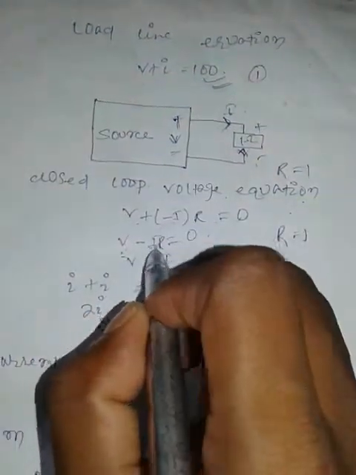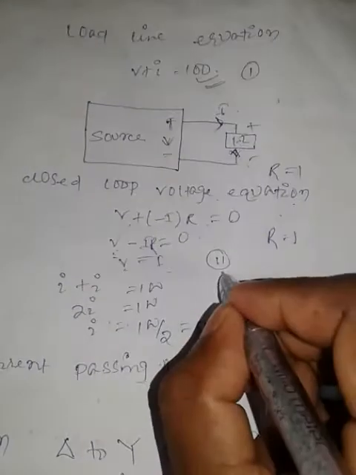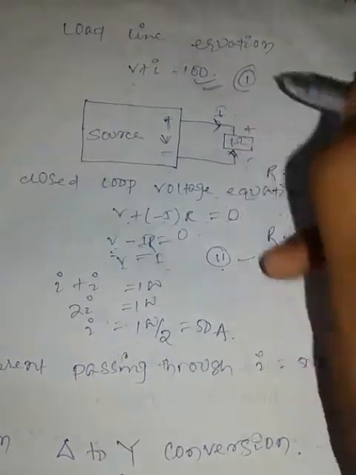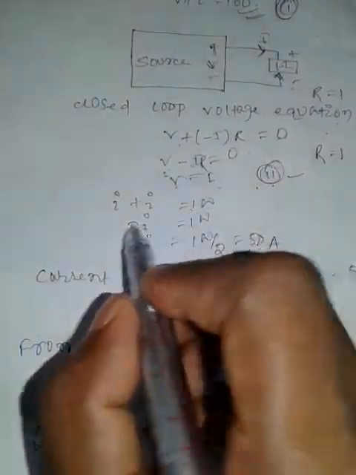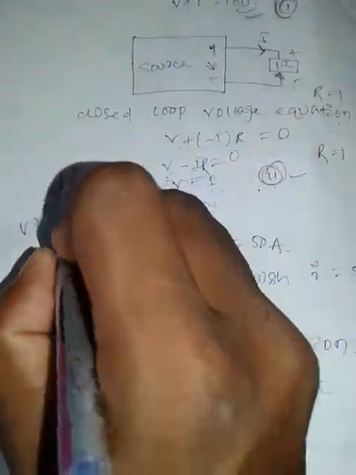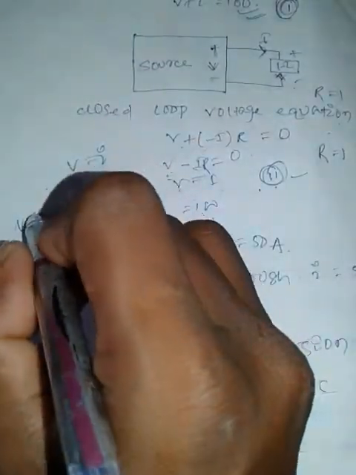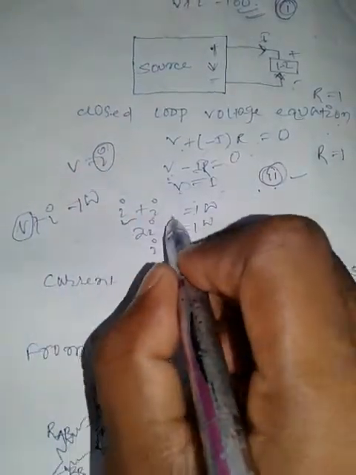So V minus I is equal to 0, so V is equal to I. This is equation 1. Take this equation 1 and put it in equation 2, V plus I is equal to 100. So in terms of V, we can put I. So I plus I is equal to 100.